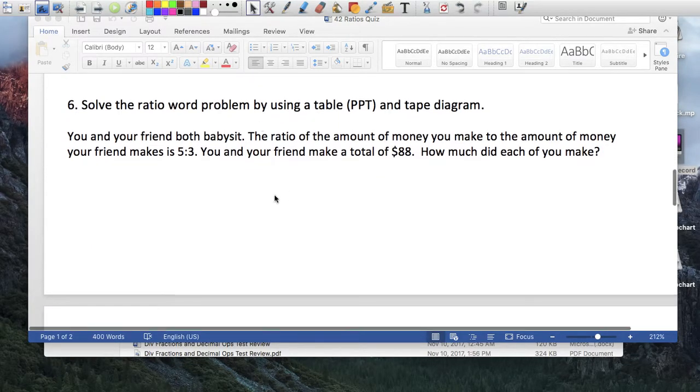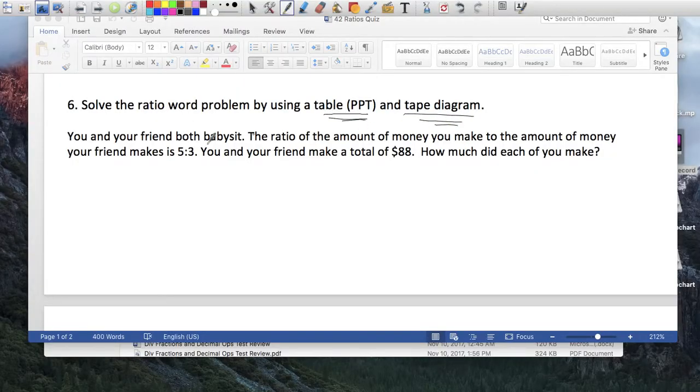Number 6, solve the ratio. So you want 2 ways. Okay, you gotta do it 2 ways to get full credit. For the first one, I'm gonna set it up. You and your friends both babysit. The ratio of the amount of money you make to the amount of money your friend makes is 5 to 3. So here's you, here's your friend, and the total amount you make together. So when you make $5, your friend makes 3 for a total of $8. So that's my initial setup.